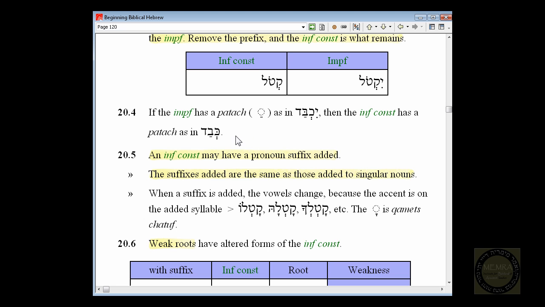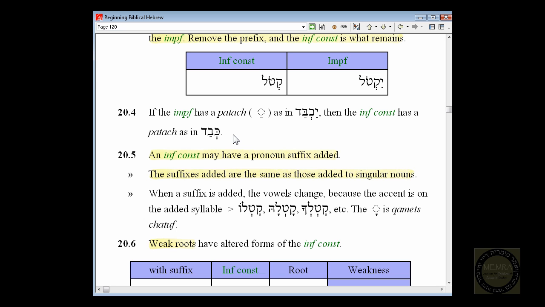And obviously it's not an imperfect because we lack a prefix. So if you see a shva underneath the first syllable, and because you know your vocabulary that this is a verb, that should be your first tip-off that we're probably looking at an infinitive here. In fact, 99 times out of 100, that's what it's going to be. It's going to be an infinitive.